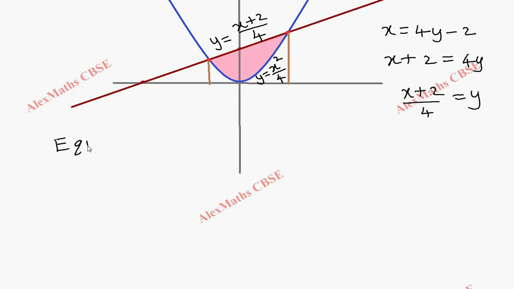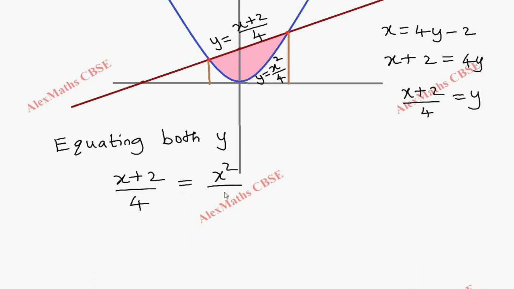So equating both y, it means x plus 2 by 4 is x square by 4. We can cancel these two, and both the terms are taken to the other side. Already we have x square, and this becomes minus x, this becomes minus 2 when taken to the same side of x square, which is equal to 0.